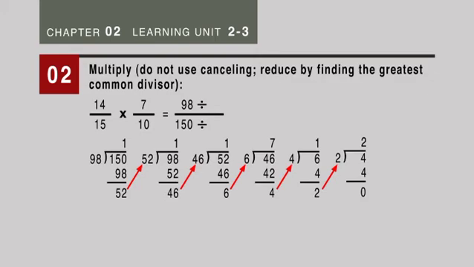So we're going to be able to reduce this number by 2. So 98 divided by 2 is 49. 150 divided by 2 is 75. So we're left with 49/75.